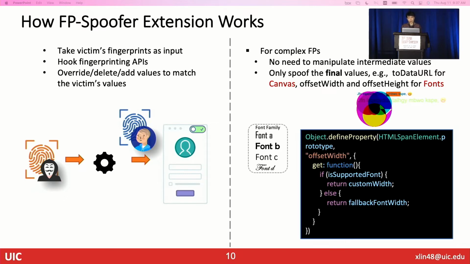For advanced fingerprinting, there is no need to manipulate the intermediate values. The extension only spoofs the final values. For example, for canvas fingerprinting, the extension doesn't intercept the rendering of the canvas image. It only spoofs toDataURL, which is the last step of canvas fingerprinting. And similarly for font fingerprinting, the extension only manipulates the offset width and offset height.